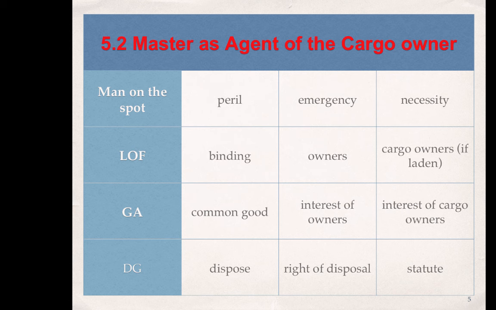And in certain countries, under certain law, this right of the master to dispose of the DG is granted by statute. In your notes, there's a spelling error there. It says granted by statute. That is wrong. Please change it to statute. Okay, so far?